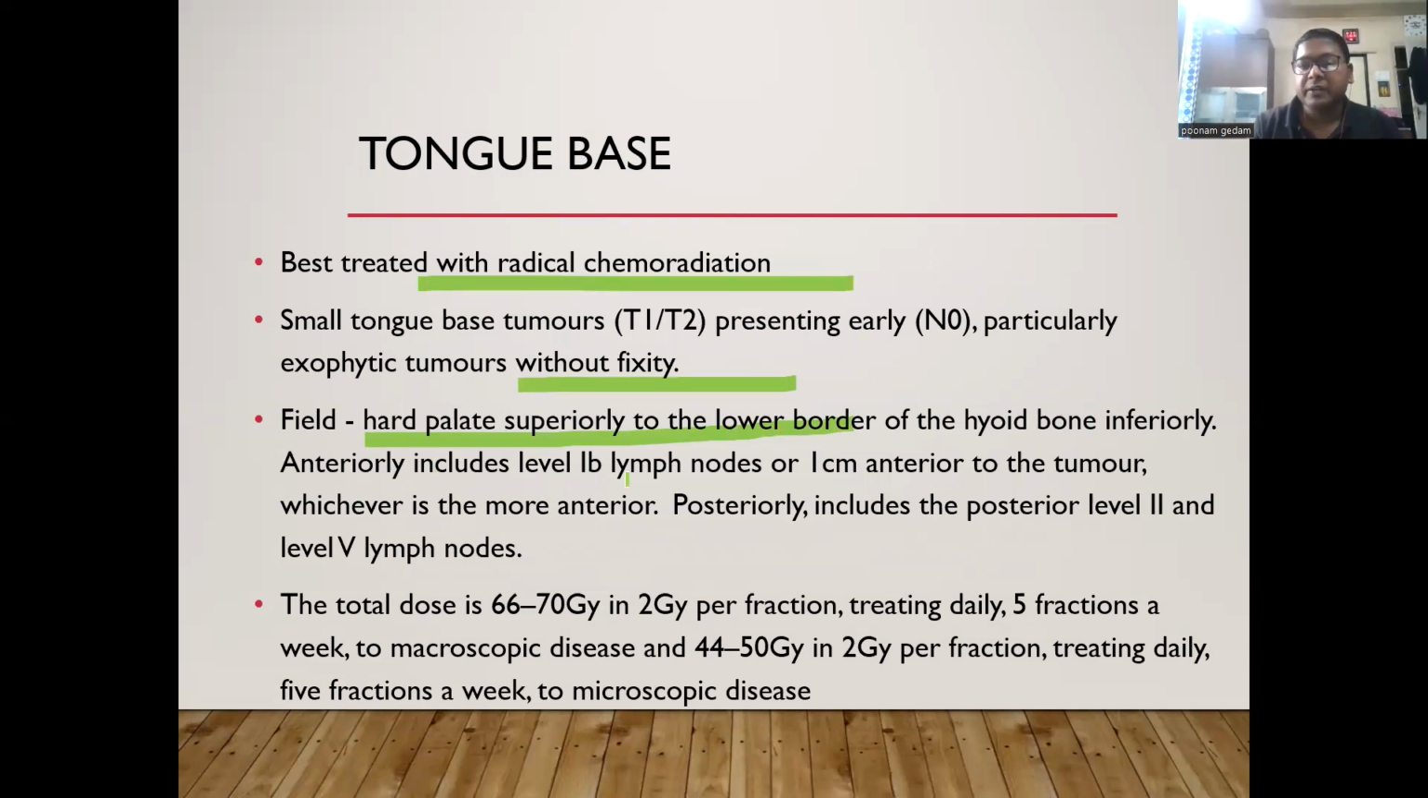Anteriorly it includes level 1B lymph nodes or 1 centimeter anterior to the tumor, whichever is more anterior. Posteriorly it includes the posterior level 2 and level 5 lymph nodes. The total dose is 66 to 70 grays in 2 grays per fraction, treating daily, 5 fractions a week, to macroscopic disease, and 44 to 50 grays in 2 grays per fraction, 5 fractions a week, to microscopic disease.